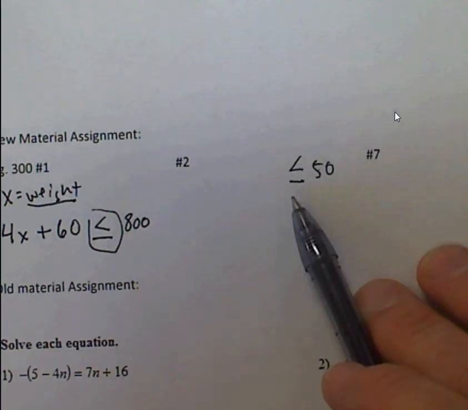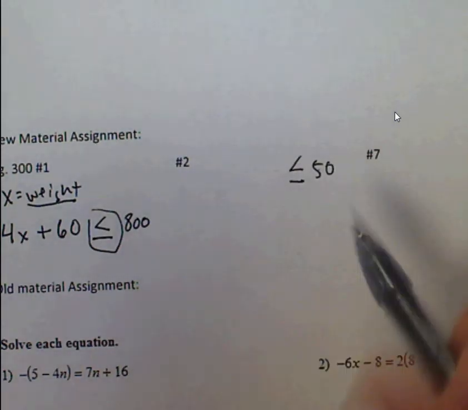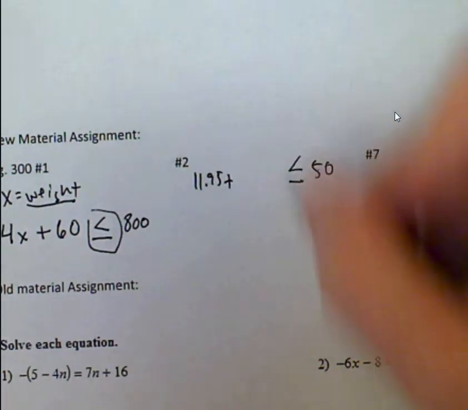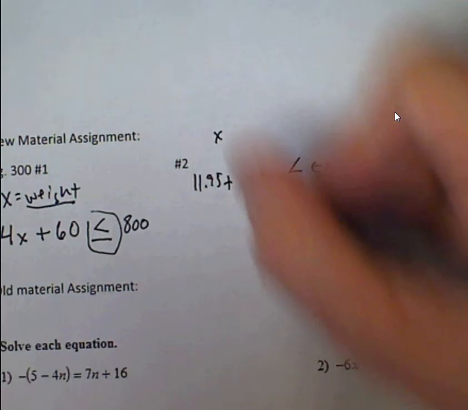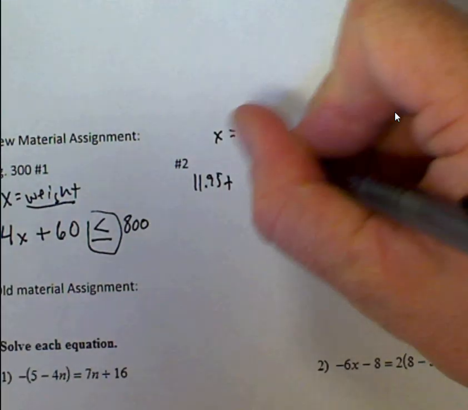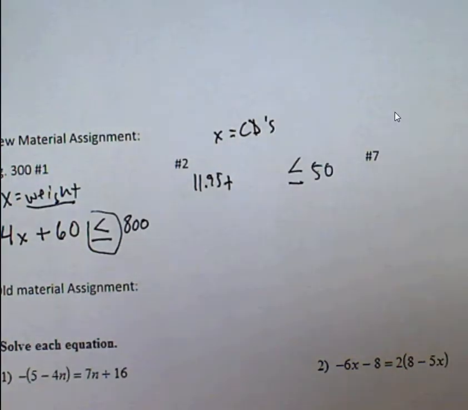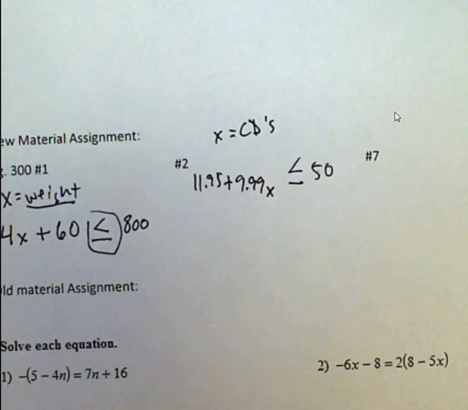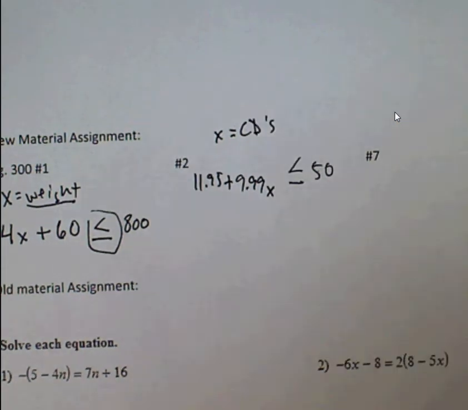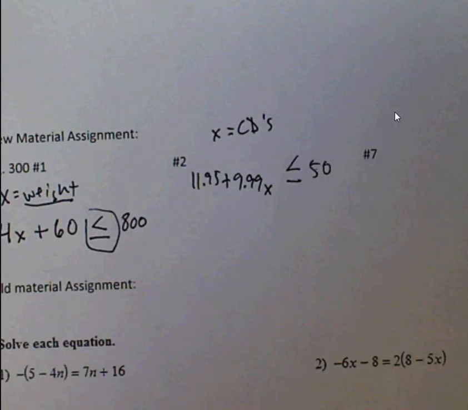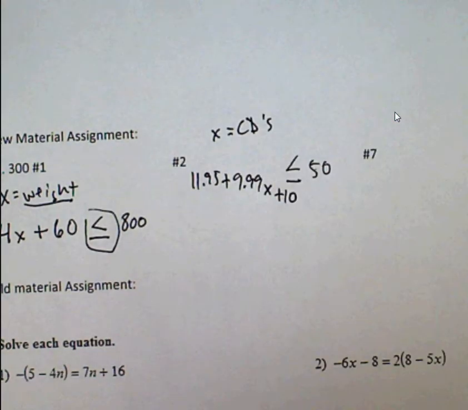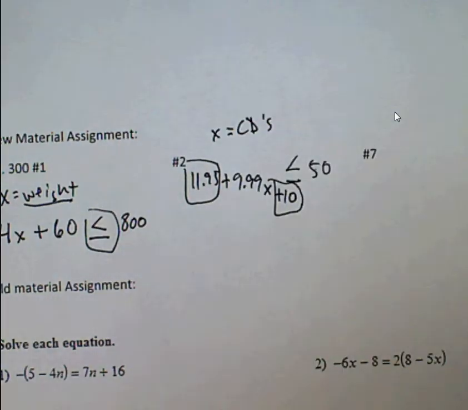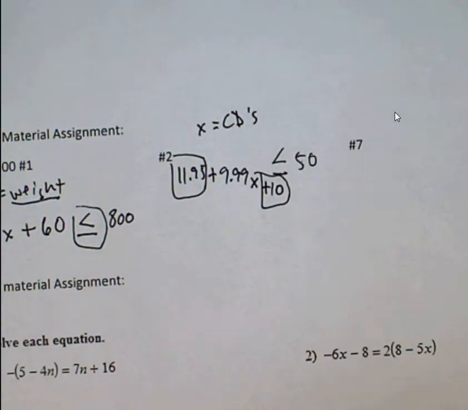So Rita buys a movie at $11.95. Then she buys some CDs. My x is my number of CDs. So if CDs cost $9.99, I'm going to attach my variable to my CD amount. Then she pays $10. Now we can go ahead and combine like terms, and then we solve. Go ahead and do that.